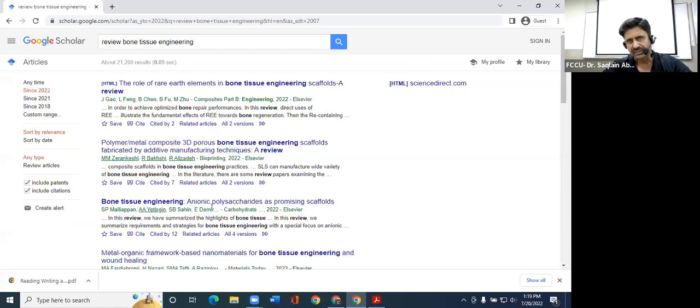Start from the most recent ones, and again you can sort them by the citations. Prefer those articles that have been cited much, that have greater citations. And the other thing is, always try to read the articles from high impact journals. You know, impact factor is a parameter that actually describes the readership, the popularity of a particular journal.